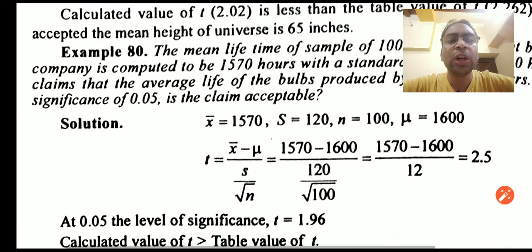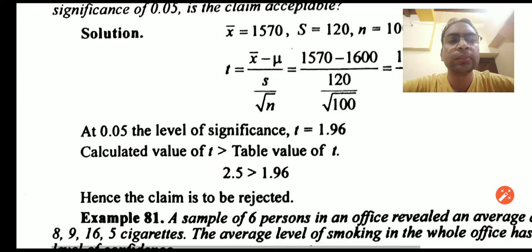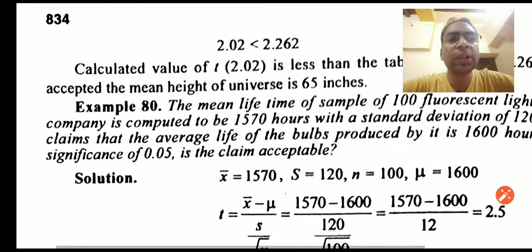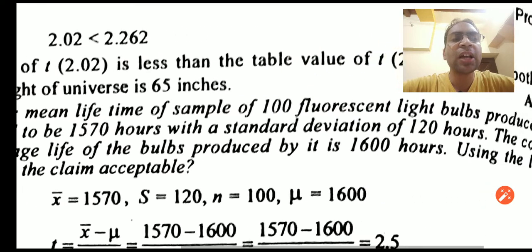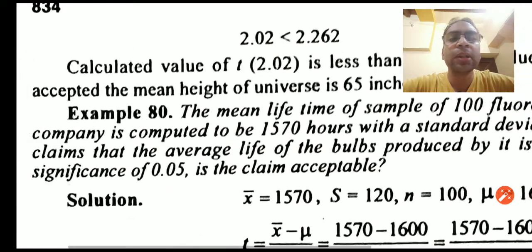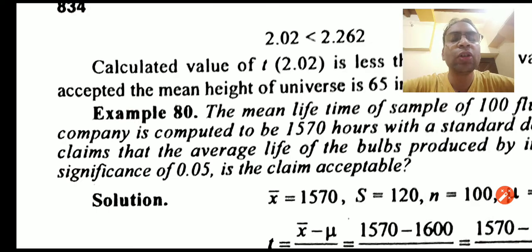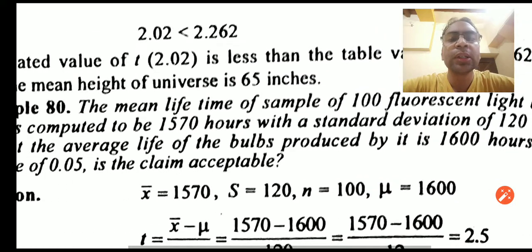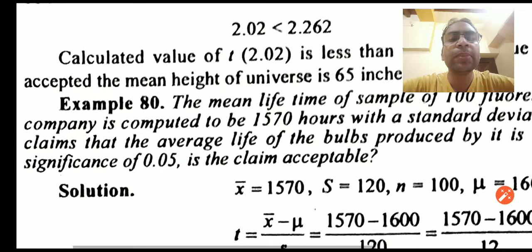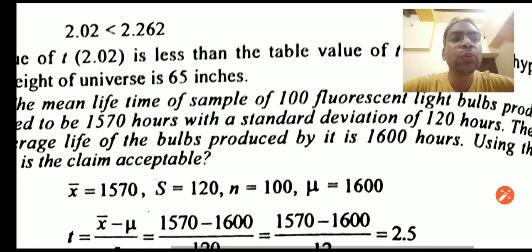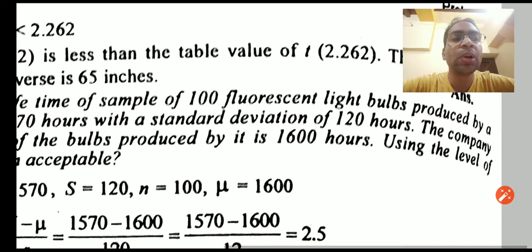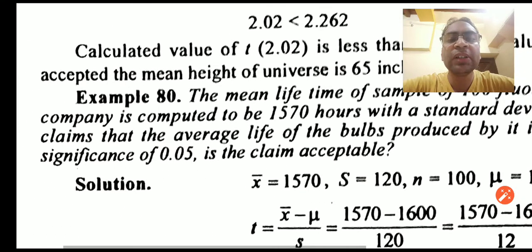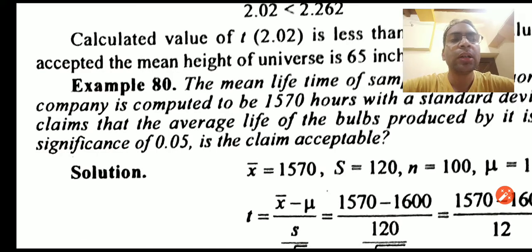Let's understand one more question. This is the question given. The mean lifetime of a sample of 100 fluorescent light bulbs produced by a company is computed to be 1570 hours with a standard deviation of 120 hours. The company claims that the average life of the bulbs produced by it is 1600 hours. Now, using the level of significance of 0.05, is the claim acceptable or not?